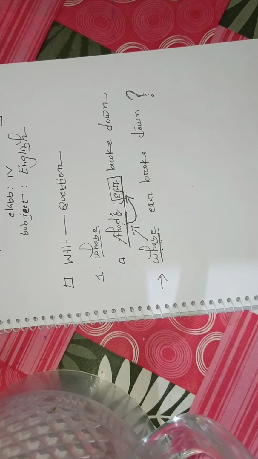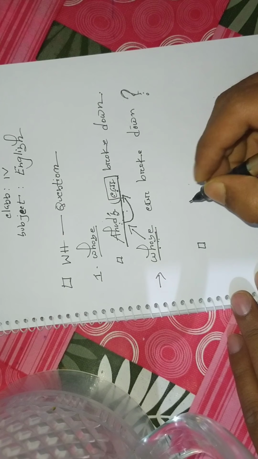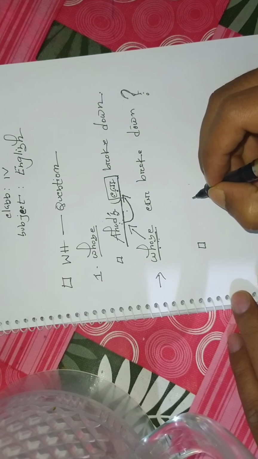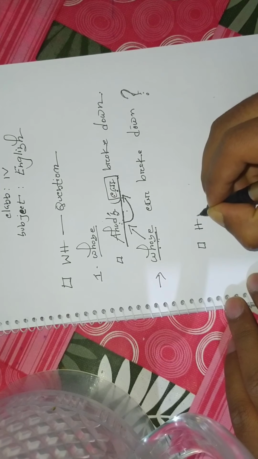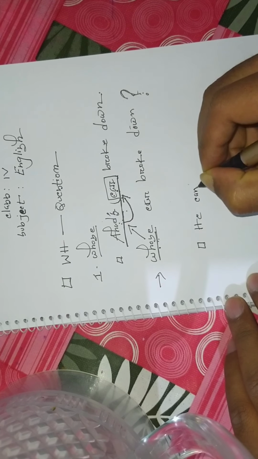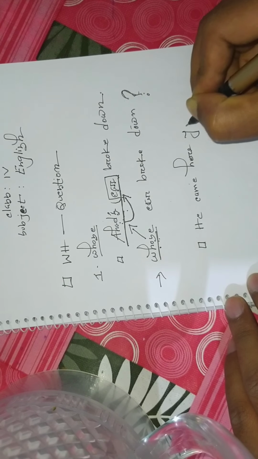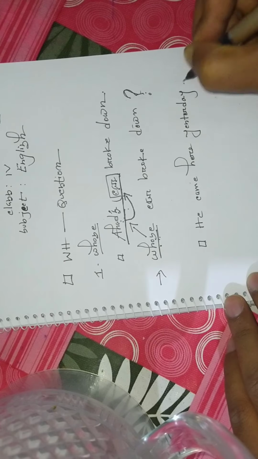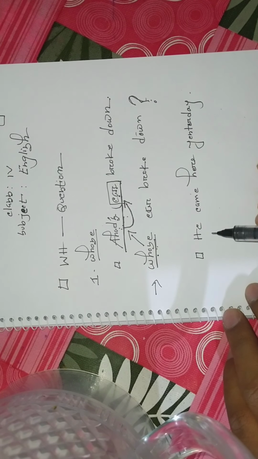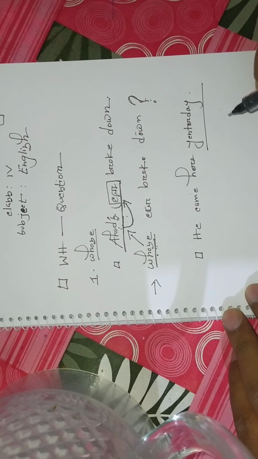Let us read another statement here. Let us write another statement: He came here yesterday. I have written here: he came here yesterday. There is an underline in yesterday.